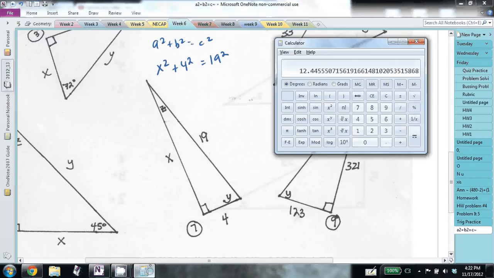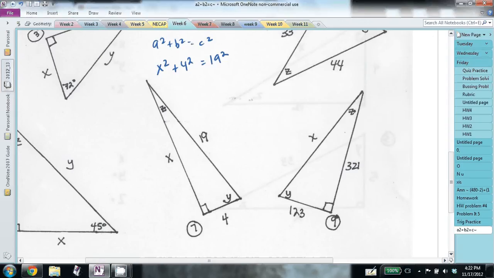And then I'll plug this into the calculator. It'll be 19 squared minus 4 squared, so minus 16. That gives 345, and then the square root of that, so about 18.6. So x is 18.6. And then I could find either y or z next. It doesn't really matter. We'll find y next.